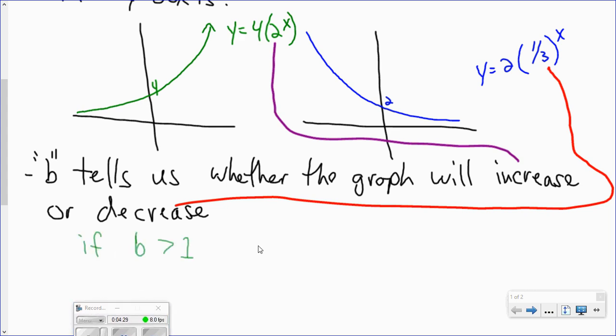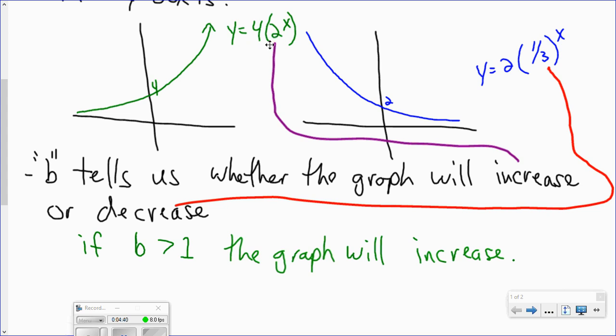So in essence, if you think about it, what these graphs are telling us is that if we have b greater than 1, so for our green graph, if b is greater than 1, the graph is increasing. So if I look at this equation, y is equal to 4, 2 to the x, the b value is 2. The 2 is raised to the x, just like the b was raised to the x. So that means because the number 2 is greater than 1, this graph is going to increase or explode exponentially.